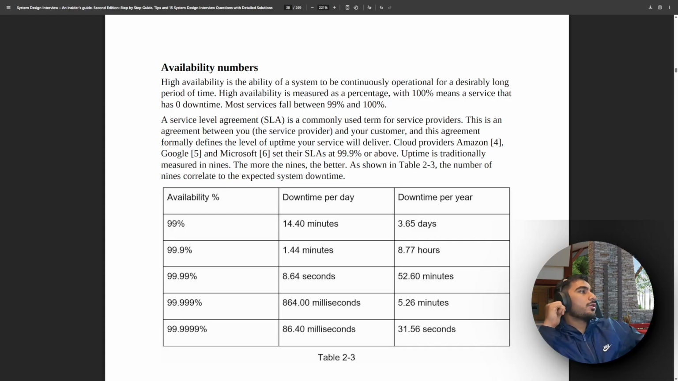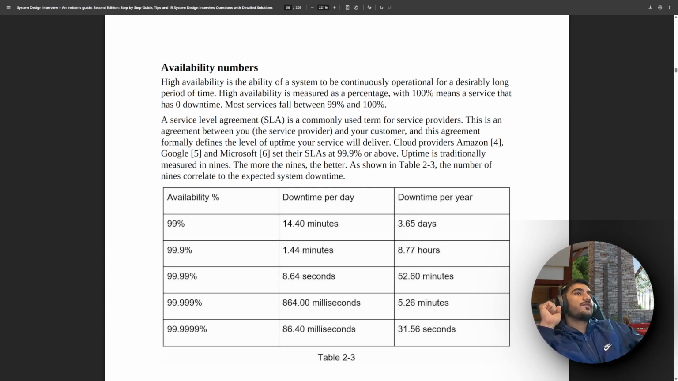Now let's look at availability numbers. What is availability? What do we mean? We need 99% of the time or 99.9% of the time and things like that. How does that translate into how much downtime you are allowed to have on your service in a day, in a year? So let's go over that.